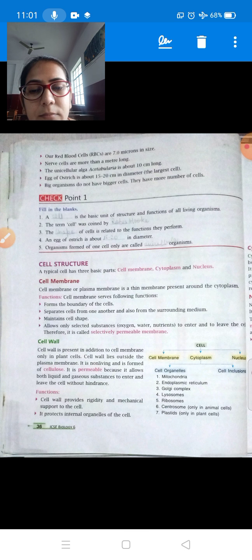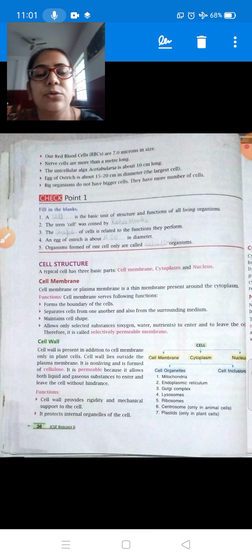And what does it do? What are the functions of the cell membrane? Its function is that it separates one cell from another cell, and also from the surrounding medium. It means two cells are separated from each other with the help of the cell membrane.